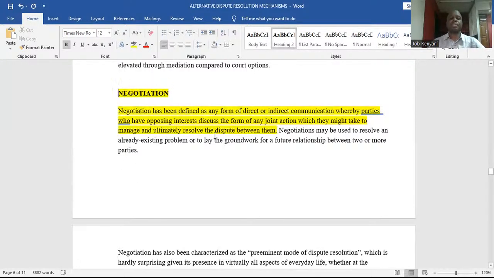You can see that under mediation and arbitration, there's a third party involved. Under negotiation, no third party is involved. So the parties by themselves are the ones who will resolve the matter. They can just decide to meet and take action as to how they'll resolve their own disputes amongst themselves. Negotiations may be used to resolve an already existing problem or to lay the groundwork for a future relationship between two or more parties.